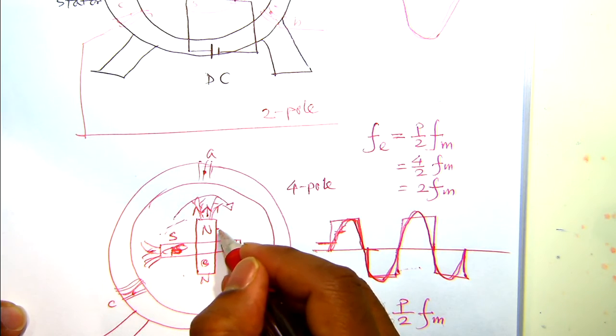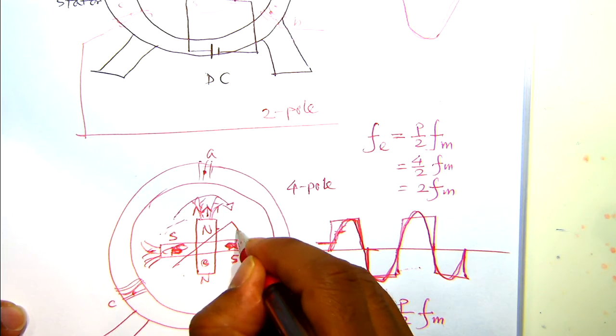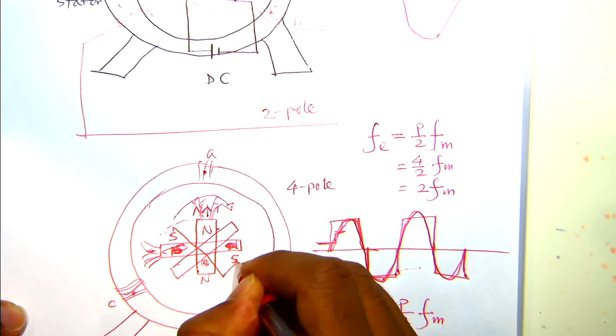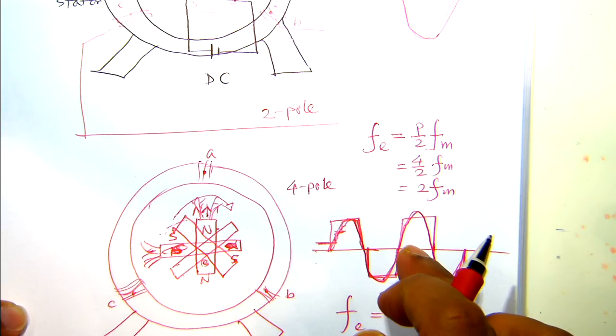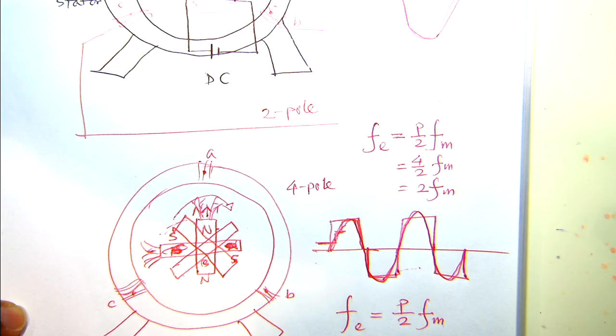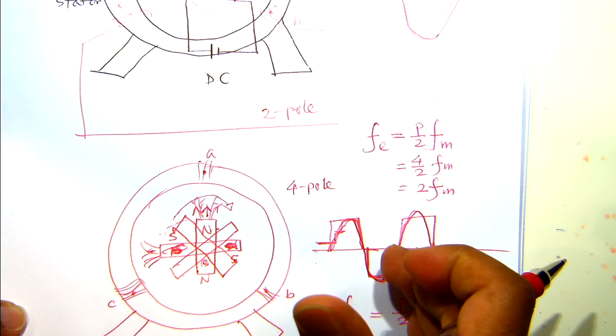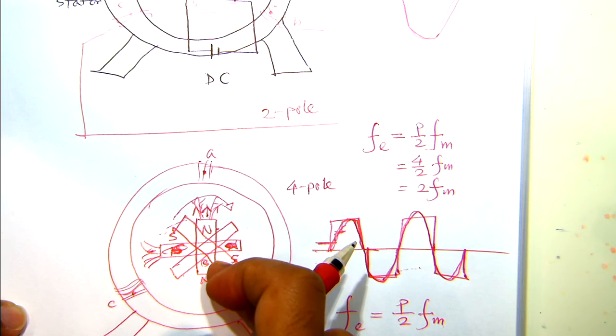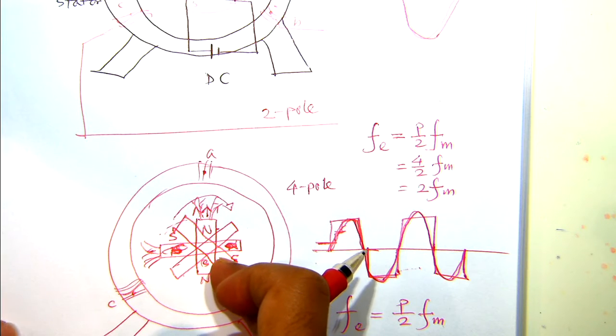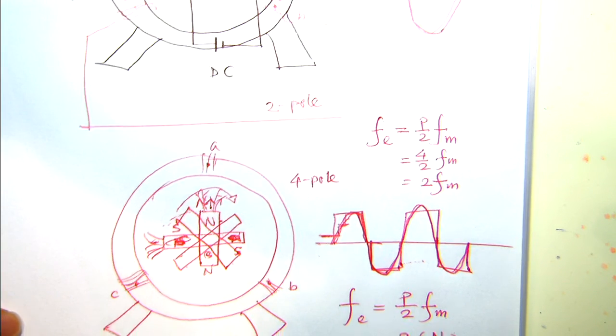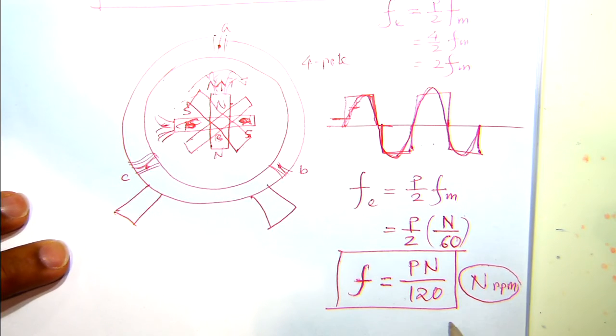The more poles you increase, the smoother will be your flux density or magnetic field, and the smoother will be your voltage production. So we have to increase the number of poles in the machine. But what you can see in this equation that is very interesting: our electrical frequency, we want it constant.